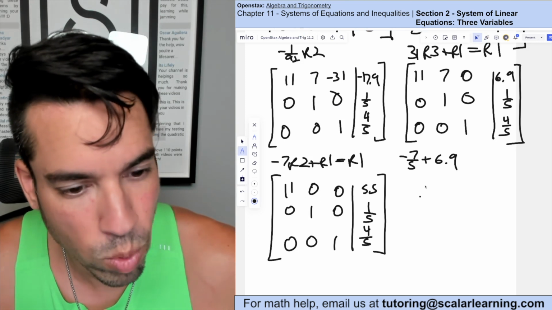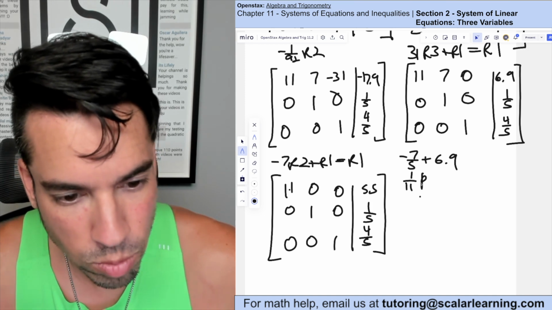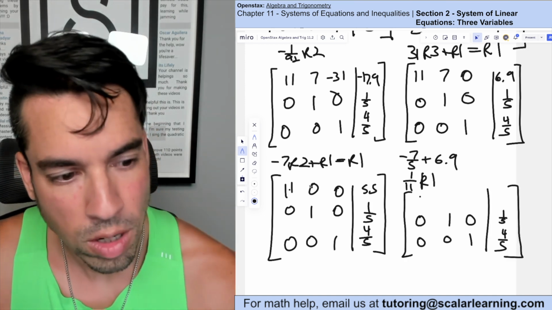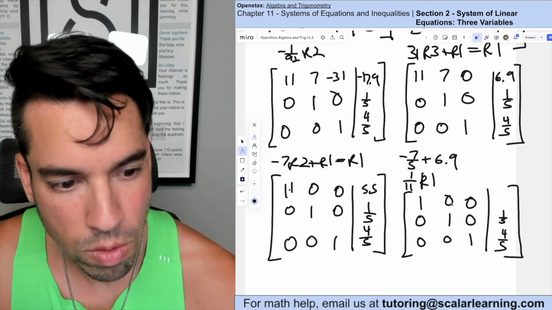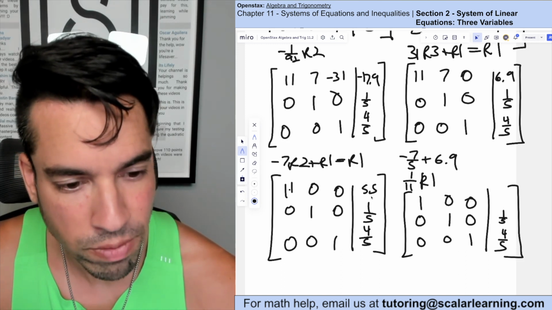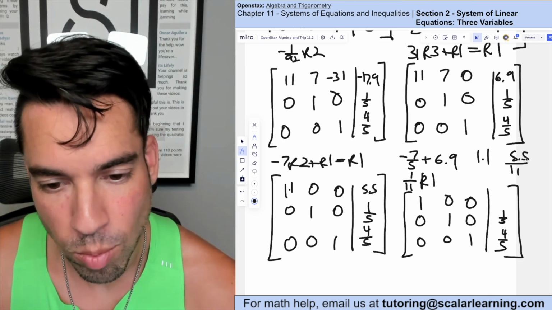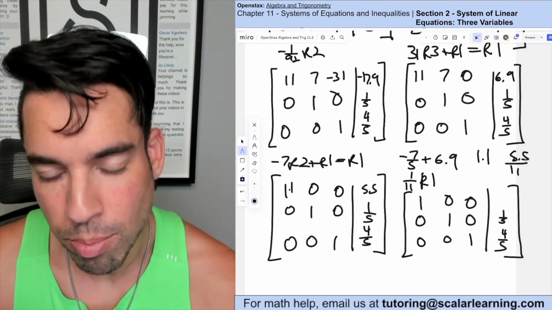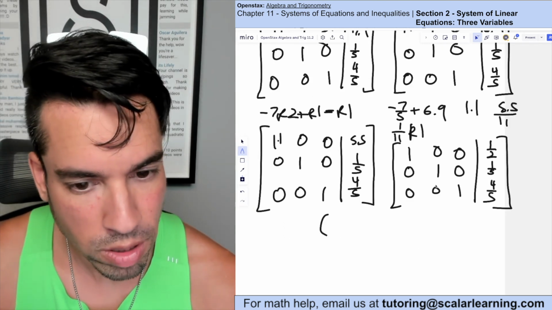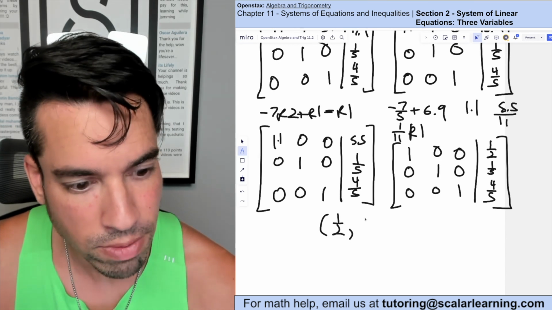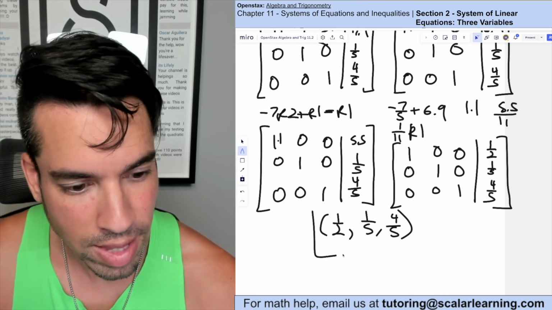Last but not least, we got one step left, right? Multiply the reciprocal of that, 1/11, times row 1. Let's write that out. So 1/11 times 11 is 1, times 0 is 0, times 0 is 0, and then times 5.5. It's like dividing by 11, which is going to be 5.5 over 11, and what you'll notice is that is simply half, right? 5.5 is half of 11, so that's a half. And there you go. Finally, putting it in coordinate format, it's going to be x is 1/2, y is 1/5, and z is 4/5. That's how you do it.